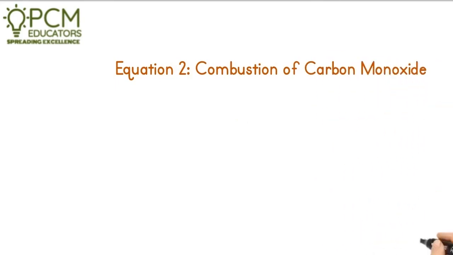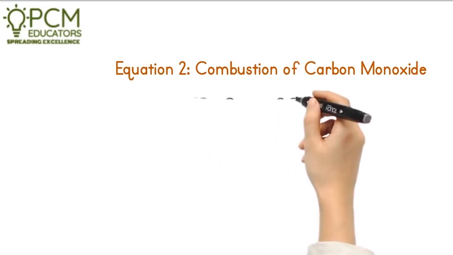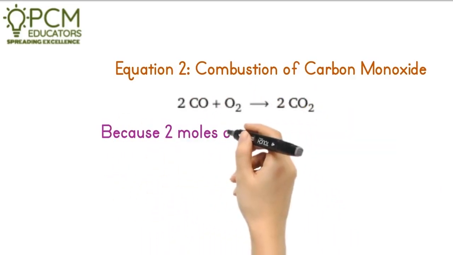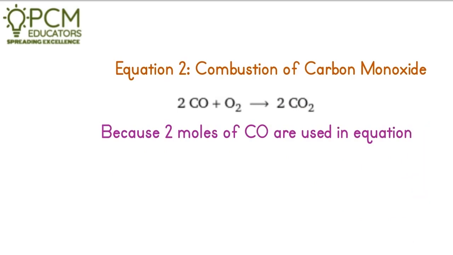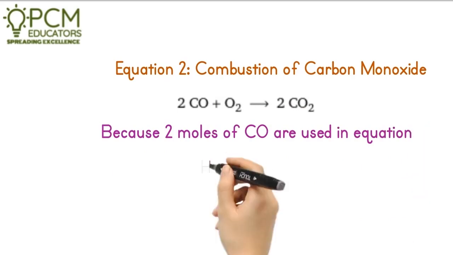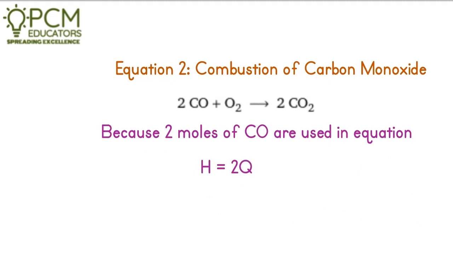Now equation 2, that is, combustion of carbon monoxide. Here is the balanced equation. Using this equation, we can see that 2 moles of CO are used. Hence, delta H is equal to 2Q.